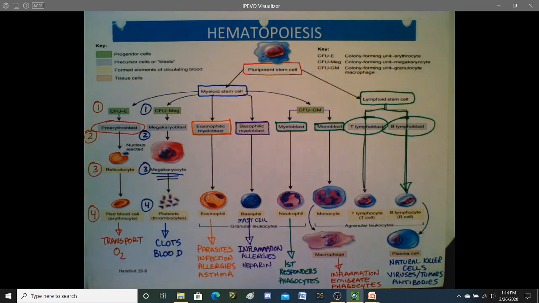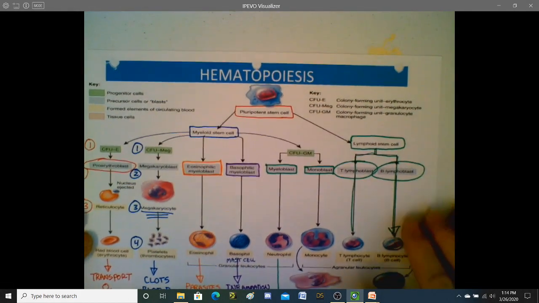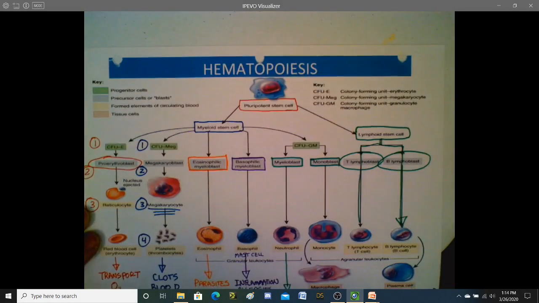Okay, so here is handout 19B. And if you look at it, I've got some stuff written. Don't worry about that just yet. In fact, I'll cover it up so we can zoom in.